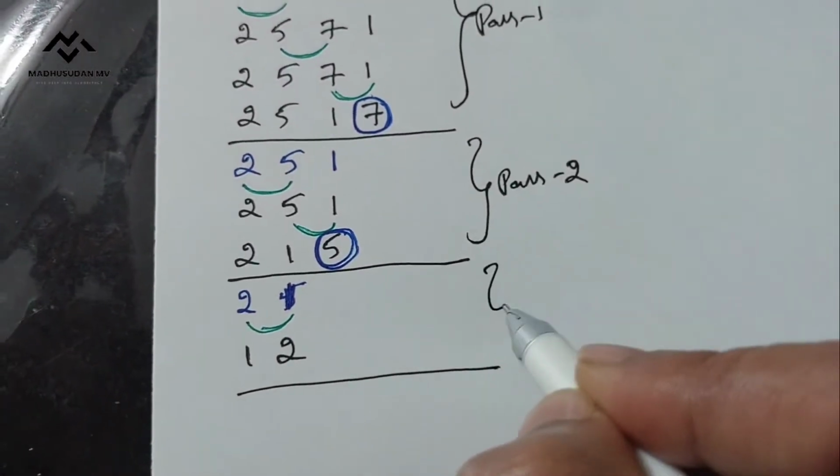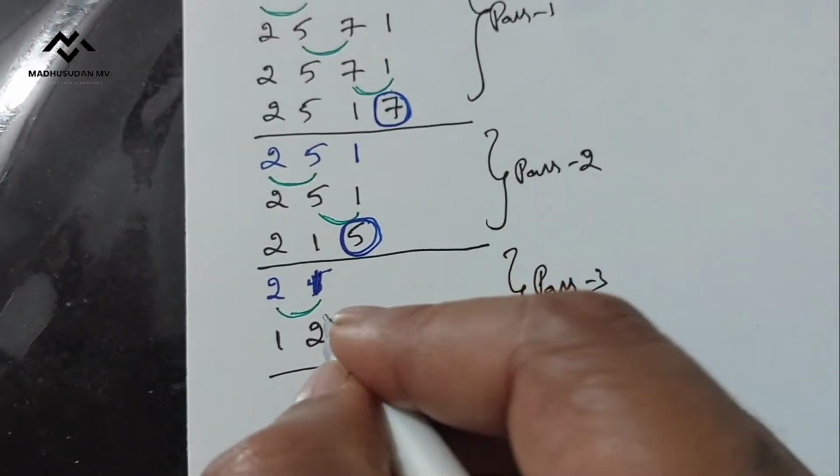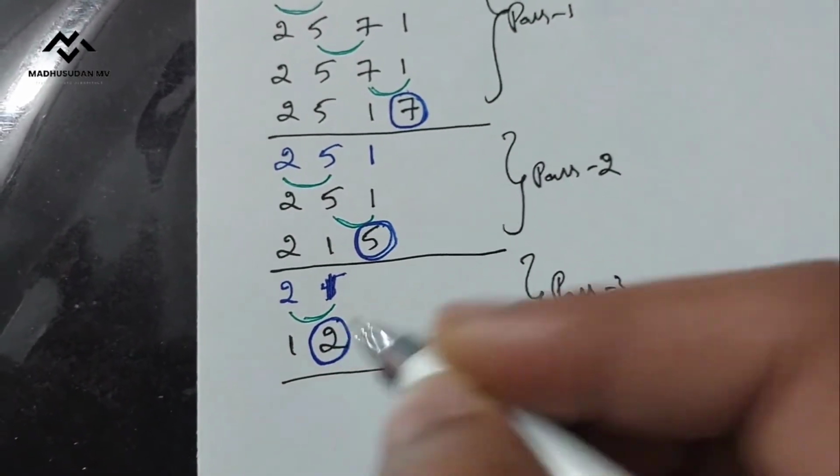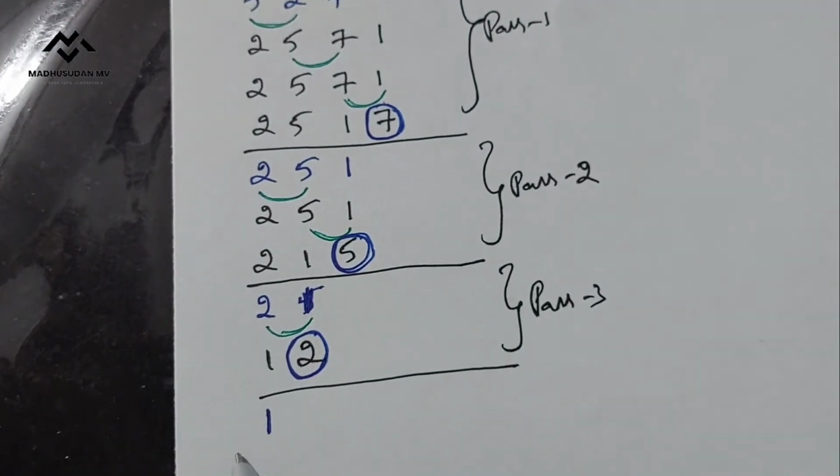Now this is the end of pass 3. So after pass 3, we got the fourth largest and we kept it at the last. Now the remaining element is only 1. So see, this is the remaining.